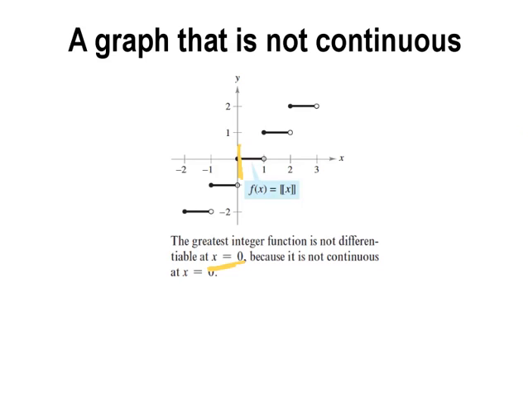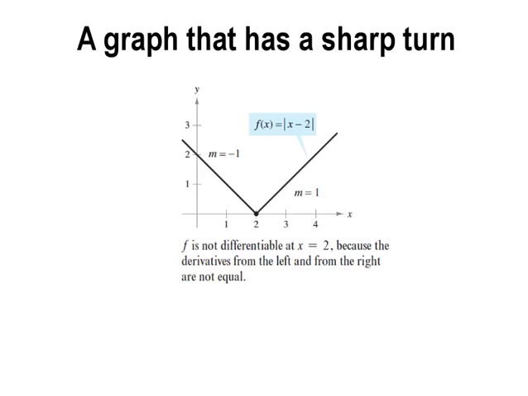The next thing you cannot find the derivative of, or it is not differentiable, is a graph that has a sharp turn. Now notice, it is not differentiable at x equals 2 here. That's not saying you couldn't find the derivative at other points on that graph. It's just saying you cannot find the derivative where it has a sharp turn. So you cannot find the derivative when the graph is not continuous at a point and when it has a sharp turn at a point. Okay, so once again, what I would write down, a graph that has a sharp turn.